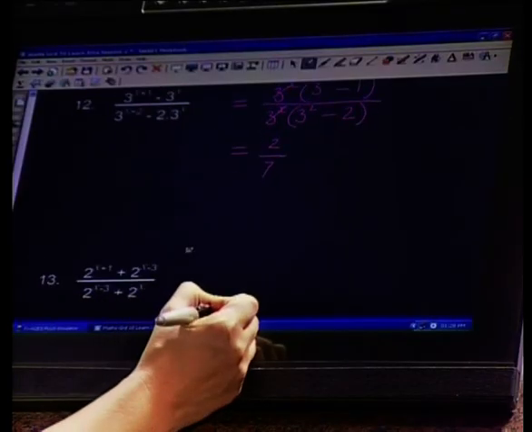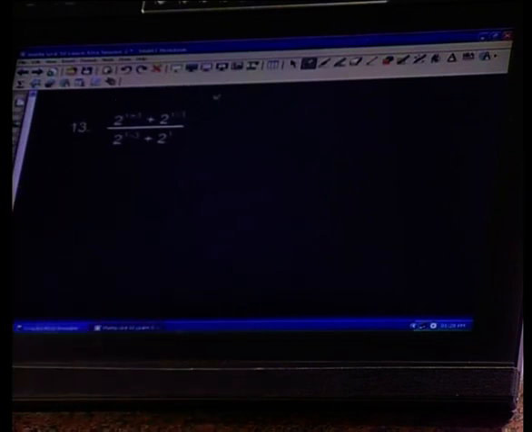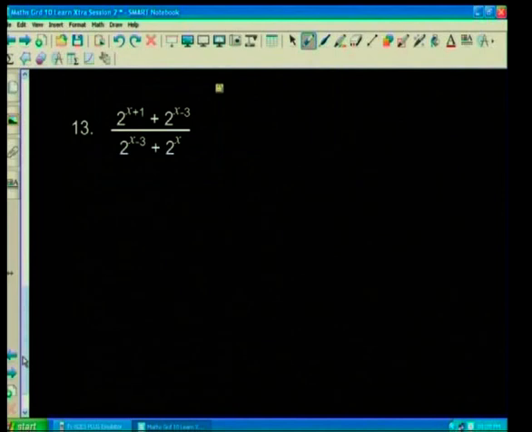Now question 13. Question 13 has a plus and it has a plus. So let's go through the different types of factorizing. The first type is to take out a common factor. We have 2 to the power of x at the top and 2 to the power of x, which means we can take out a common factor over there. It also works on the bottom.